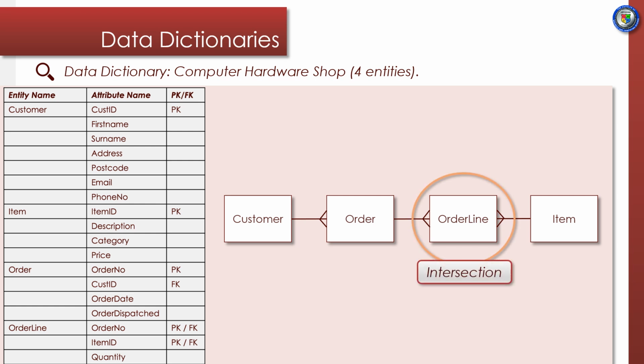We can also see at this point that our order line entity is an intersection entity or table that breaks that many-to-many relationship between orders and items. We can see that the key fields, order number and item ID, both being foreign keys from corresponding entities, combine to make a primary key for the order line entity, or a compound key.